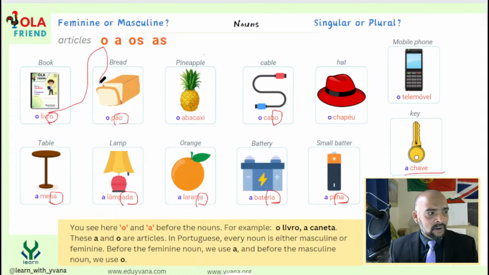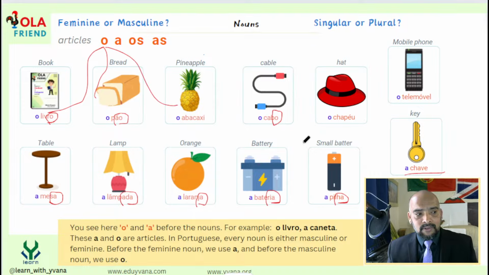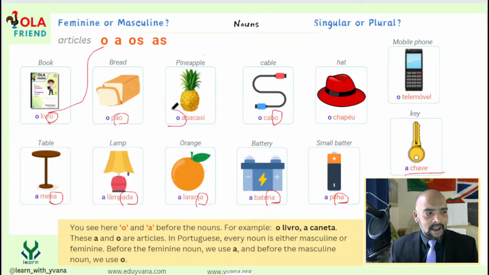So o livro, o pão, o abacate, o cabo, o chapéu, o telemóvel, and you can say a mesa because it is feminine, a lampada, it is feminine, and so on. But here don't be confused on chave. It looks like not a feminine noun, but this is a feminine noun. So some feminine nouns may not end with a. Not some, lots of nouns. This is just a general rule, okay? And the best idea to identify whether the object is feminine or masculine is to learn them with articles. Always put articles before the vocabulary you collect, okay?